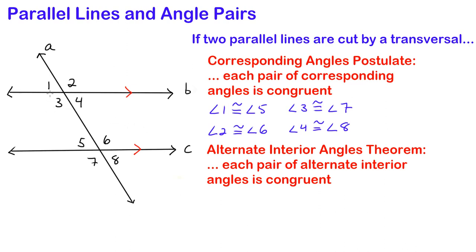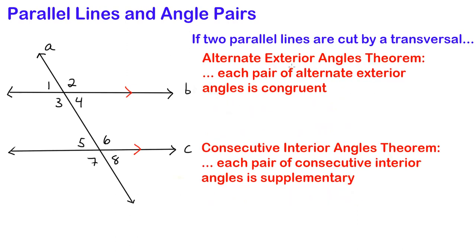So we have angle 3 and angle 6 are inside the parallel lines, they're not adjacent, and they are on opposite sides of the transversal. So this tells us that angle 3 is congruent to angle 6. What's the other pair we have? Angles 4 and 5. They're not adjacent, and they are inside the parallel lines, and they are on opposite sides of the transversal. So angle 4 is congruent to angle 5.